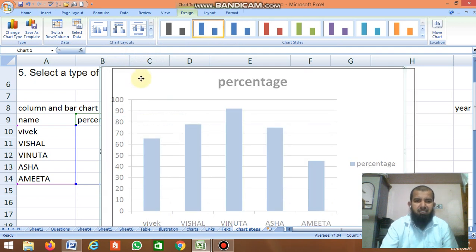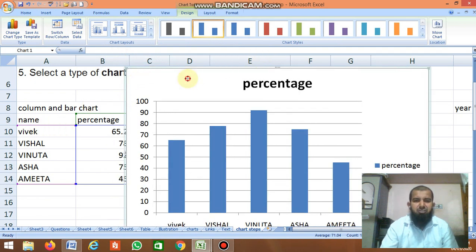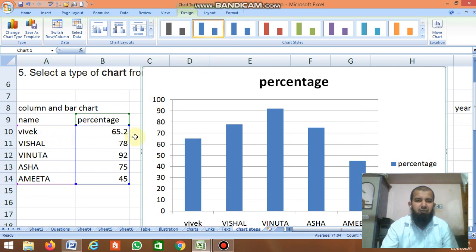What does the column chart explain? Which student scored how much percentage. For example, Vivek scored 65.2%, like this. Clear, no?